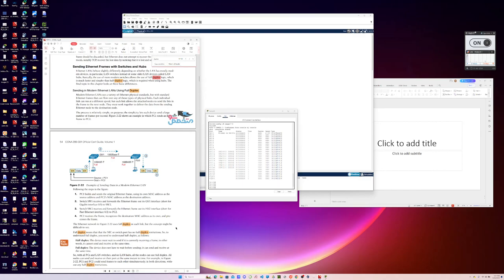The Ethernet network uses full duplex on each link, but the concept might be difficult to see. Full duplex means that the NIC or switch port has no half duplex restrictions. So to understand full duplex, you need to understand half duplex as follows. Half duplex: the device must wait to send if it is currently receiving a frame. In other words, it cannot send and receive at the same time. Full duplex: the device does not have to wait before sending. It can send and receive at the same time.